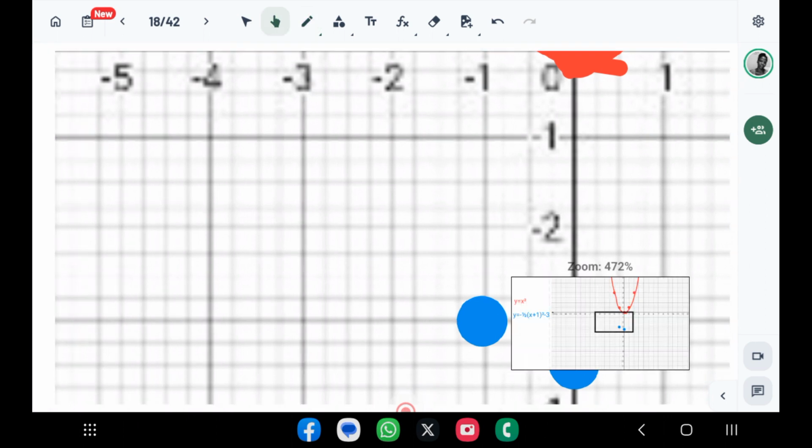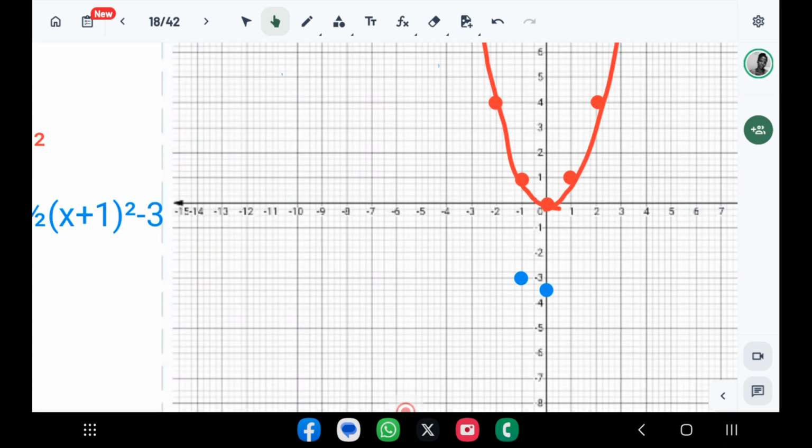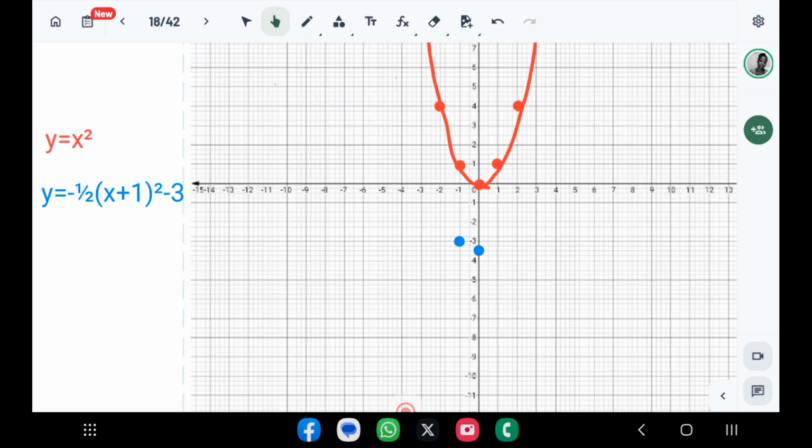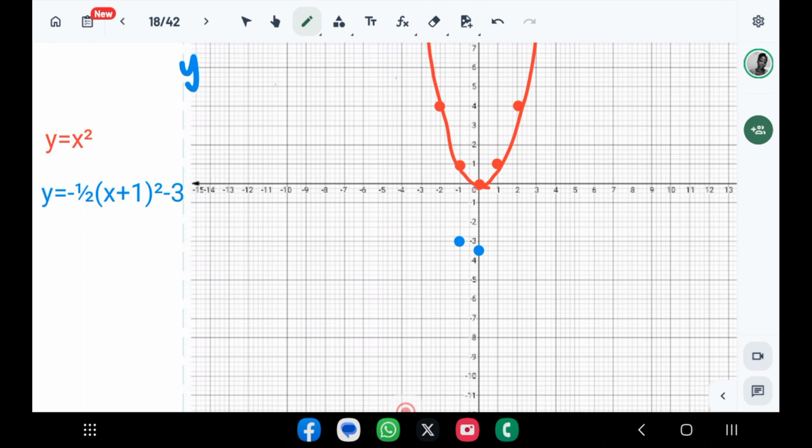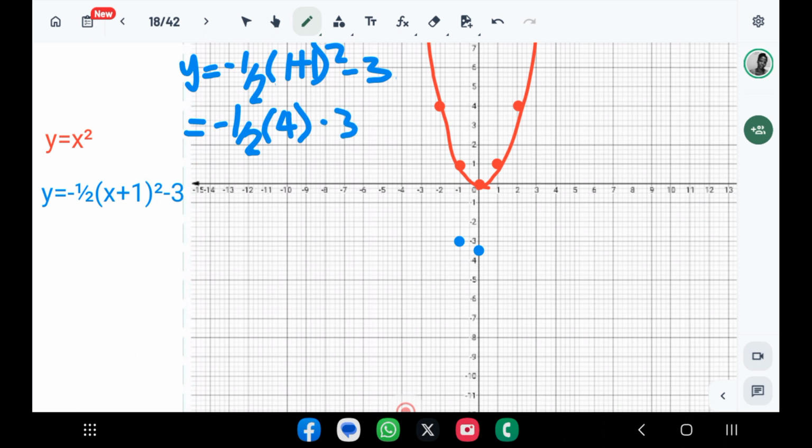We don't have x-intercepts in this one, so we're going to have to figure out what the other points give us. Now, let's figure out what happens when x equals 1. When x equals 1, y equals minus half (1 plus 1) all squared minus 3, which is equal to minus half times 2 squared. That gives us 4 times minus half minus 3, so that is -2 minus 3. So when x equals 1, our y equals -5.